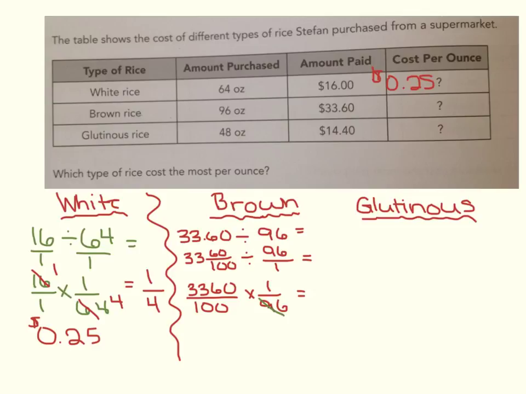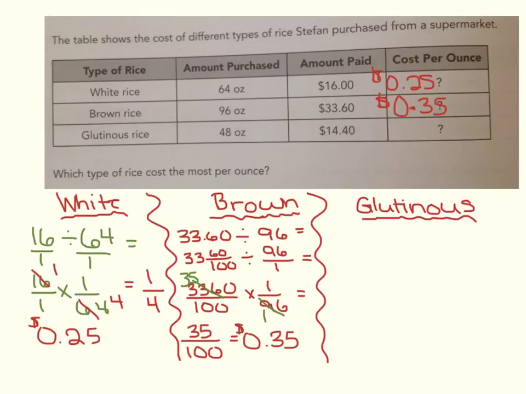So 96 divided by 96 is 1. 3,360 divided by 96 equals 35. Multiply across. 35 times 1 is 35. 100 times 1 is 100. We can turn this into a decimal, 35 hundredths. So that means they would pay 35 cents per ounce. So fill in our chart. Brown rice costs 35 cents per ounce.